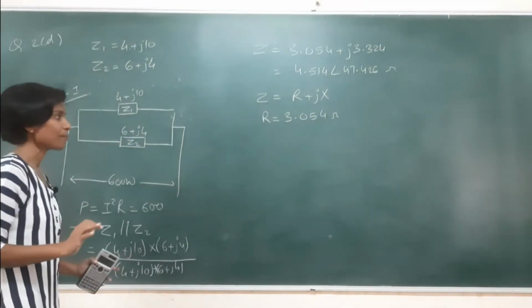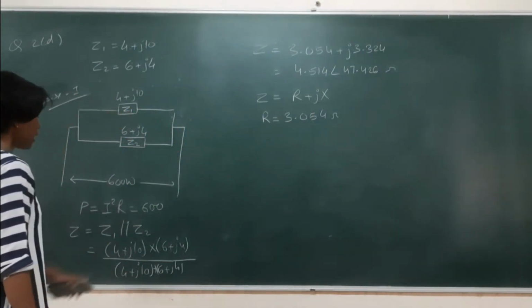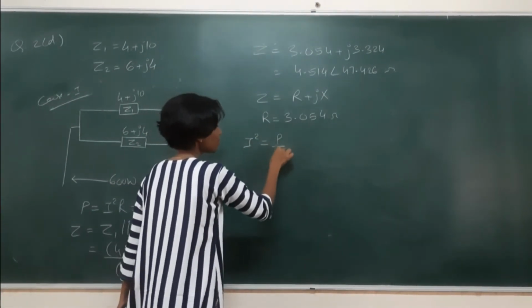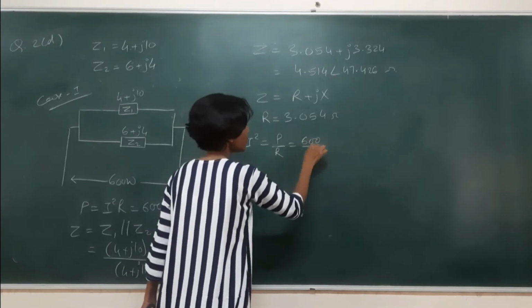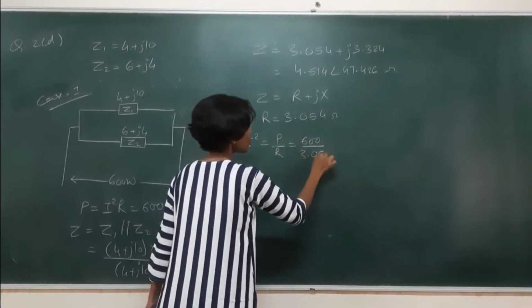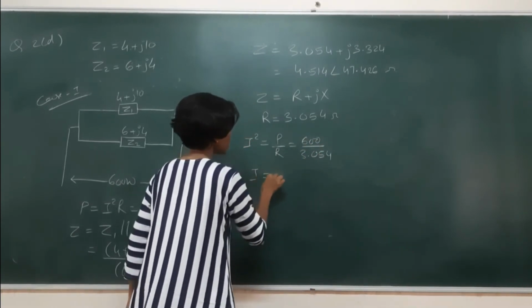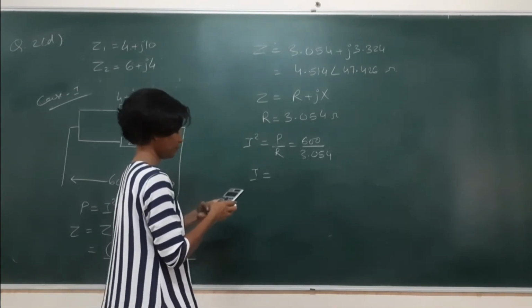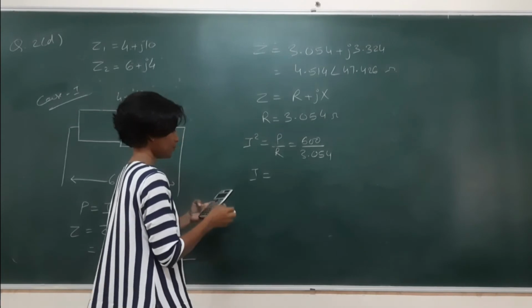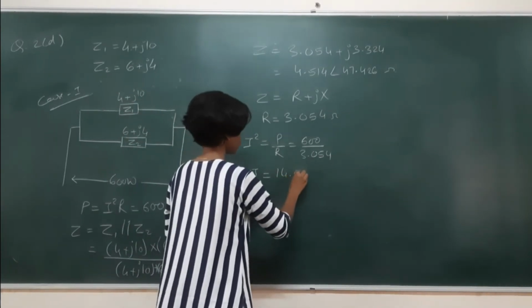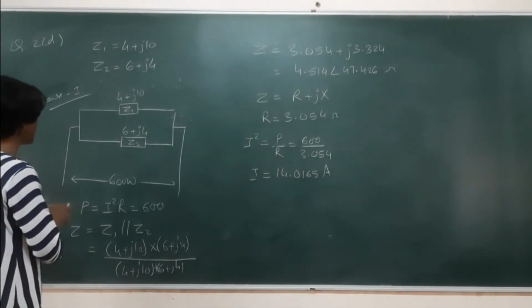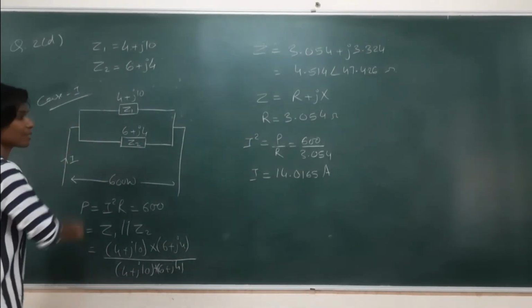Hope you are getting this. So this is the value of resistance. Now what is I square? That is P by R. P is given as 600 divided by the resistance, which we got as 3.054. So what will be the current here? We are getting 14.0165 ampere. This is the current we get for the parallel connection.